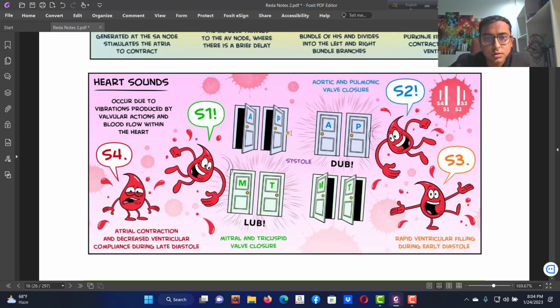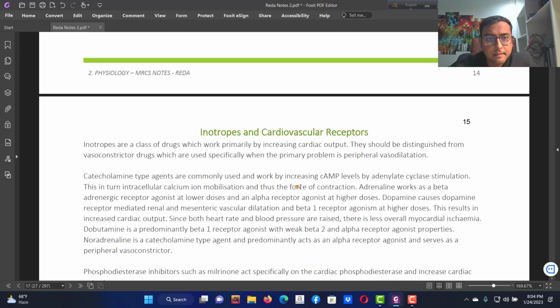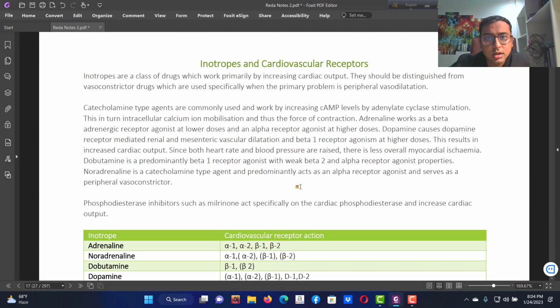And there are 4 valves: 2 are atrioventricular, tricuspid and mitral, and 2 are semilunar valves. So what does lub dub mean? Okay, heart sound. Now the inotropes, that are cardiovascular receptors. Inotropes and chronotropes are 2 important things: the factor or receptor where the stimulation comes from, and then the heart starts to increase or decrease its beat.